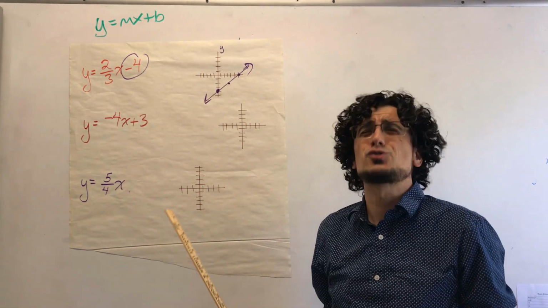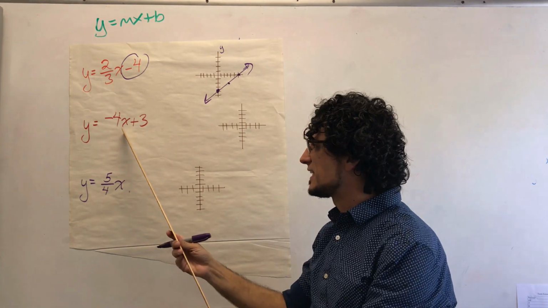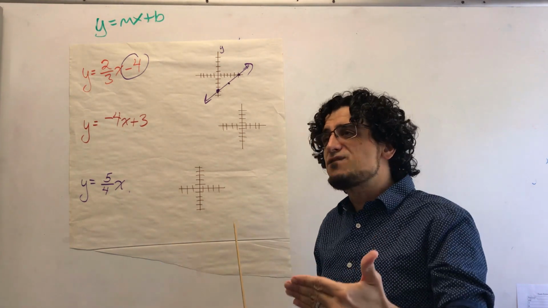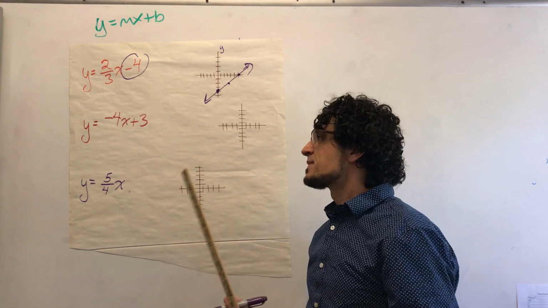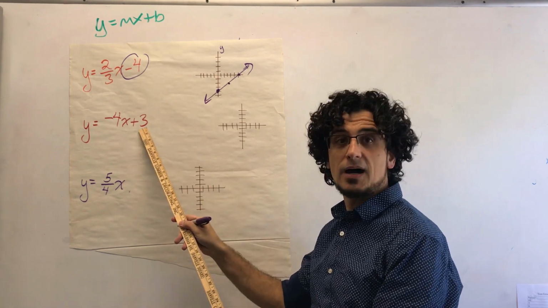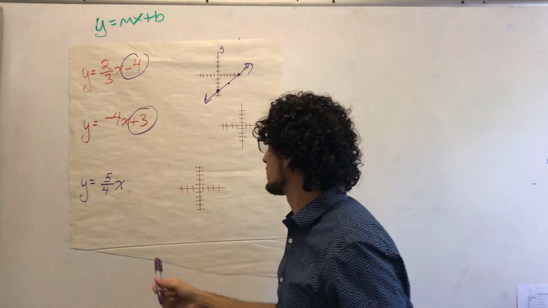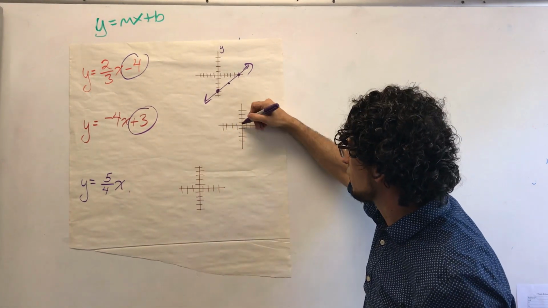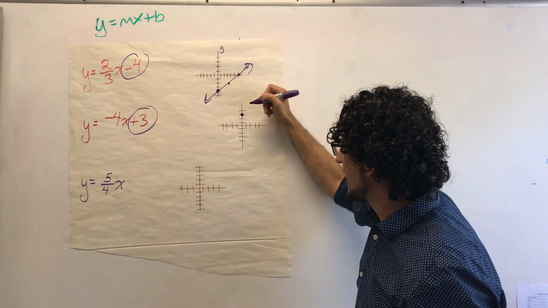Let's go ahead and do another one because we enjoy this so much. I'm looking at this equation right here: y equals -4x plus 3. In this case, what's my y-intercept? What's my b? Well, it is +3 in this case. Because it's +3, I'm going to find +3, 1, 2, 3 on the y-axis.